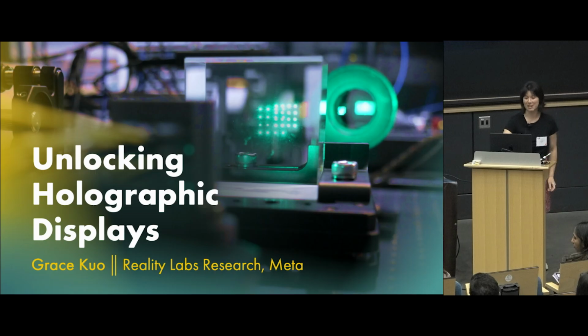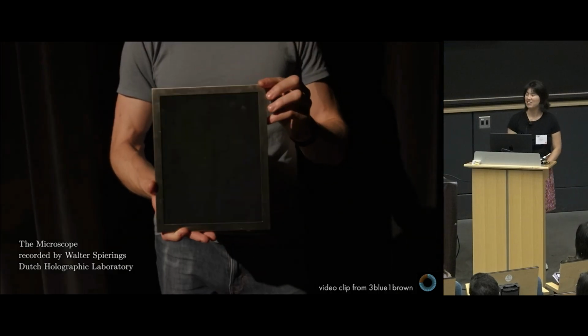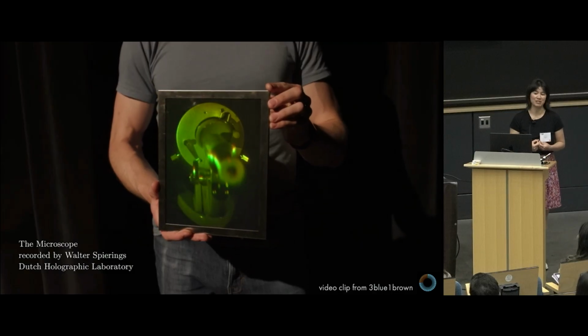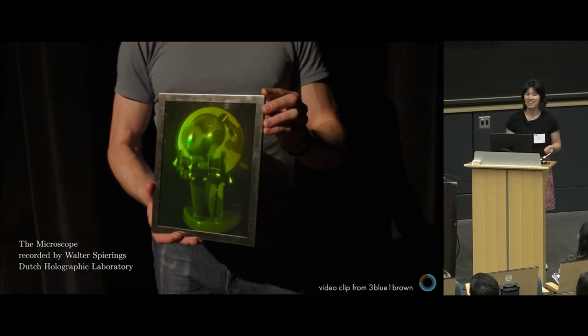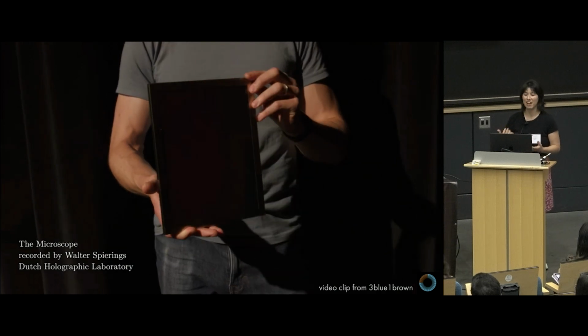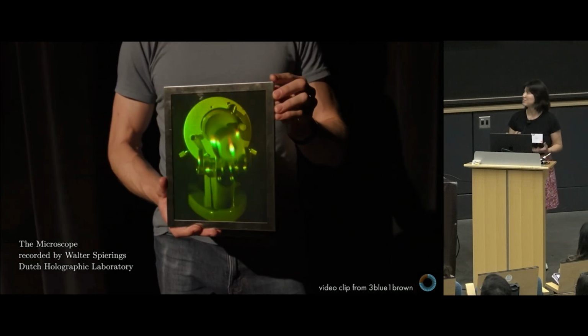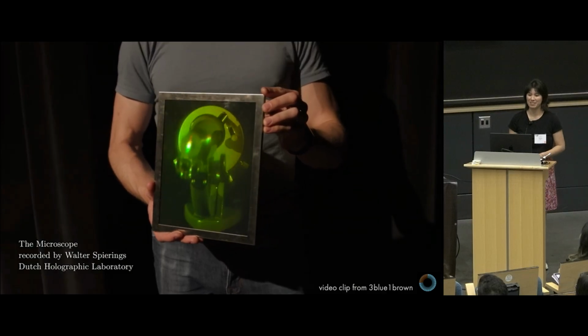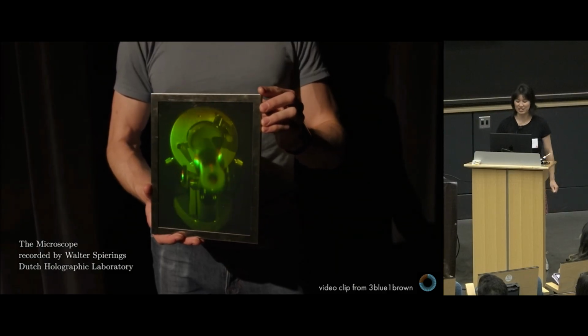So this is an example of a hologram. I took this clip from a 3 Blue 1 Brown video. This is an analog hologram of a microscope where we have this thin sheet that contains this beautiful 3D image, really 4D. We've got parallax cues, view-dependent effects, defocus cues, and all of it is contained in this thin 2D sheet. So how does something like this work?